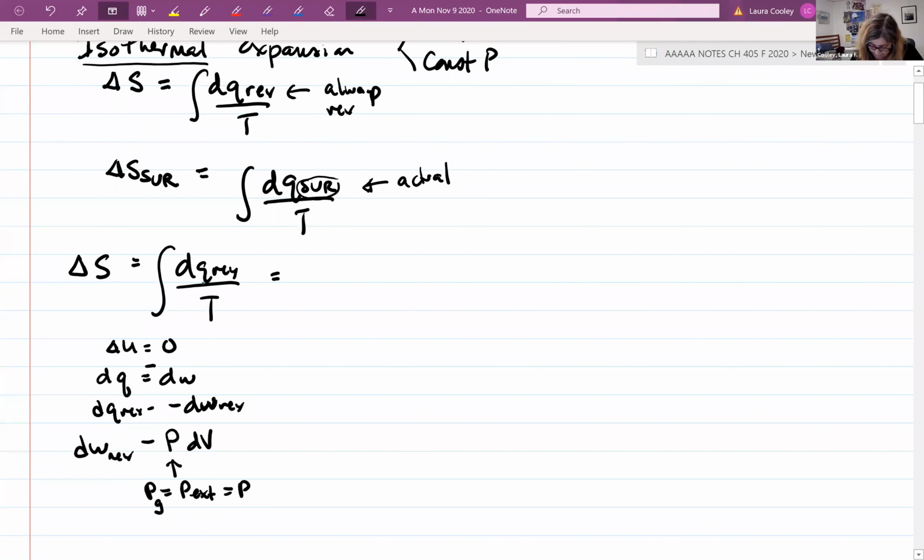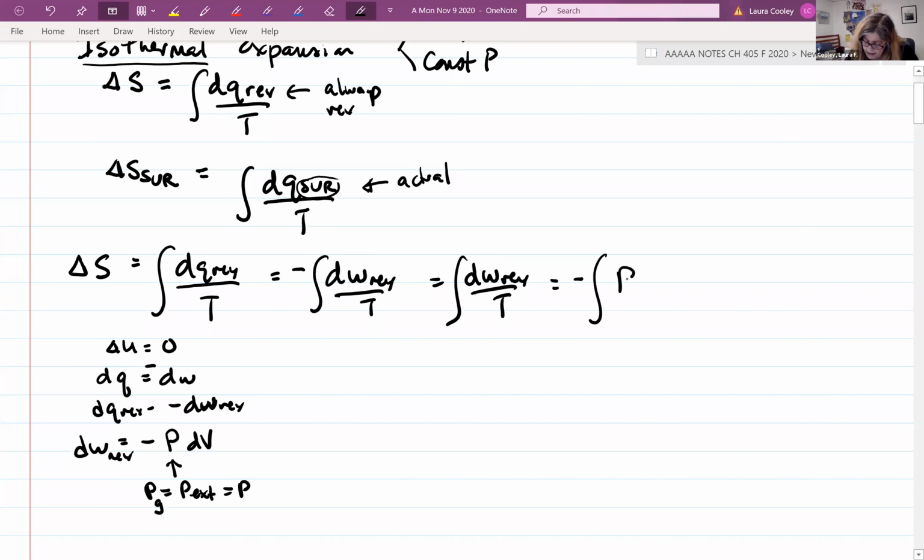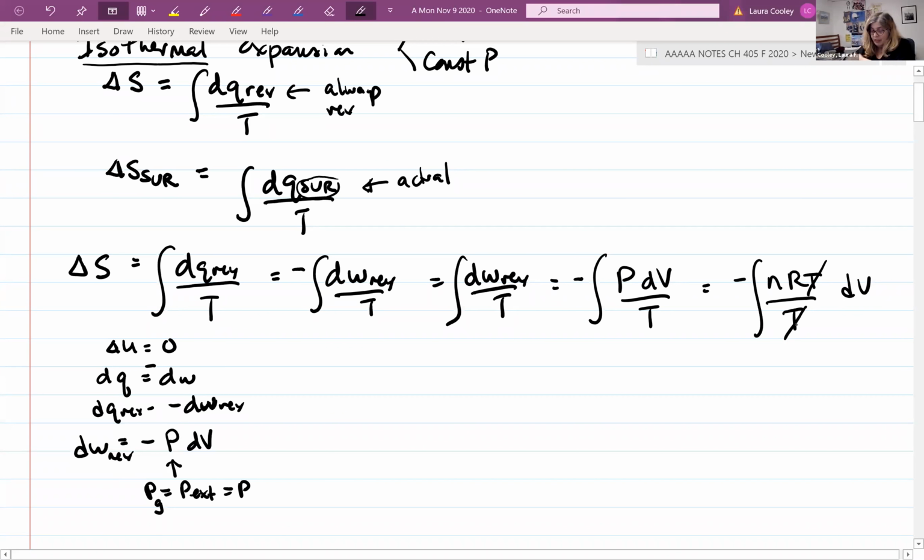So this dQ rev, like I said, it's minus dW rev over T. Now dW rev has a negative sign. Minus dW rev does not have that negative sign. Yeah, it's wrong in my notes. Gotta fix that. Okay, but that is minus P dV over T, which is minus nRT over T dV. And these T's cancel, they would come out of the integral anyway, but anyway, they cancel, so we don't care.